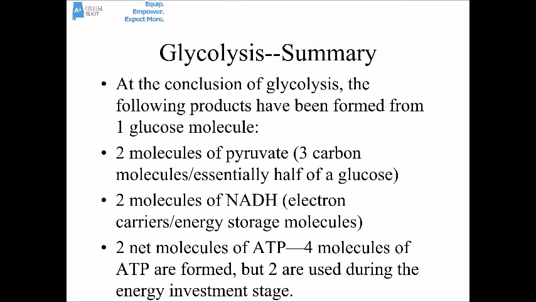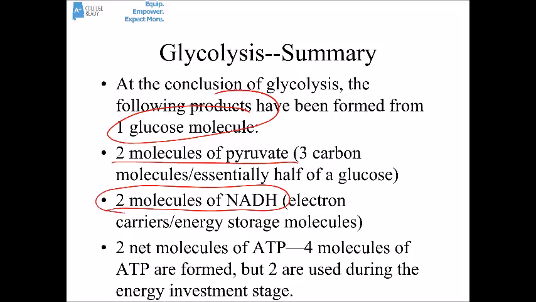So summarizing glycolysis, when it's over, one glucose molecule yields 2 molecules of pyruvate, 2 molecules of electron carriers or storage molecules, and 2 net molecules of ATP. And remember that at the end of glycolysis, most of the energy that was originally in the glucose is still contained within the bonds of the 2 pyruvate molecules.